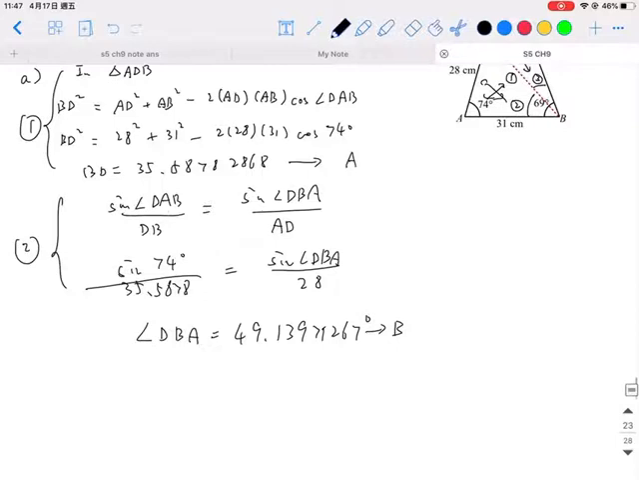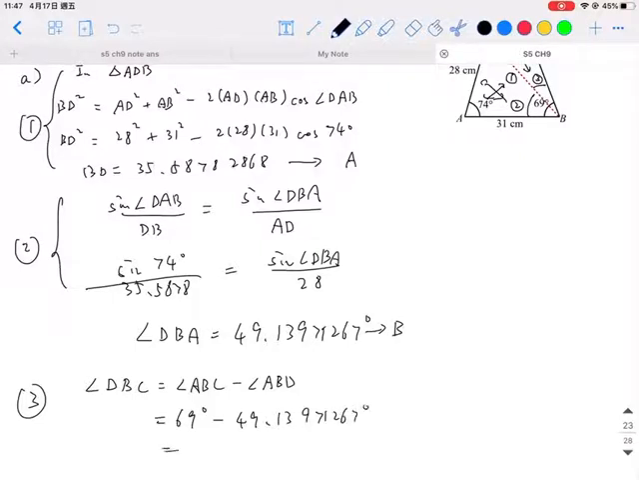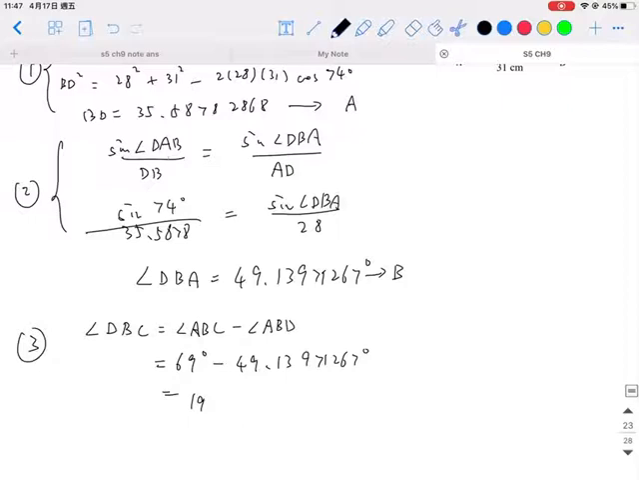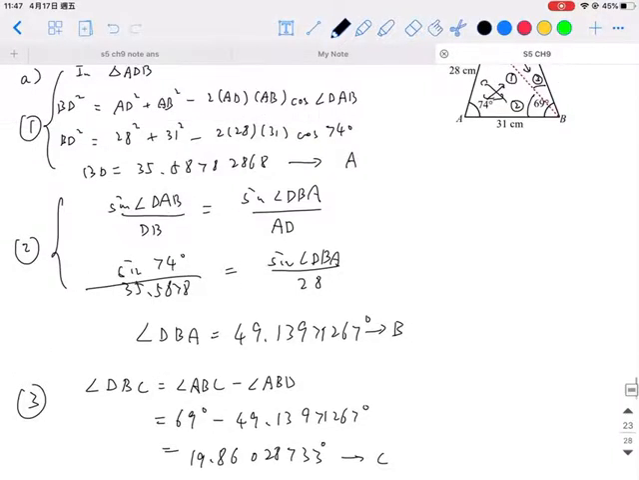So for the third part, I will just use 69 degrees minus our second part answer. So angle DBC is equal to 69 degrees minus 49 something. So you will get the answer is 19 degrees. So I save it in C. So this is the third part.